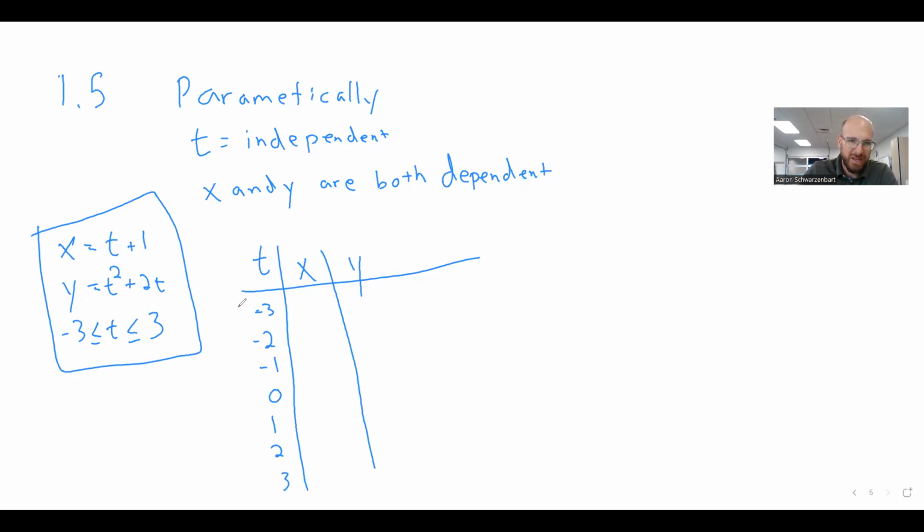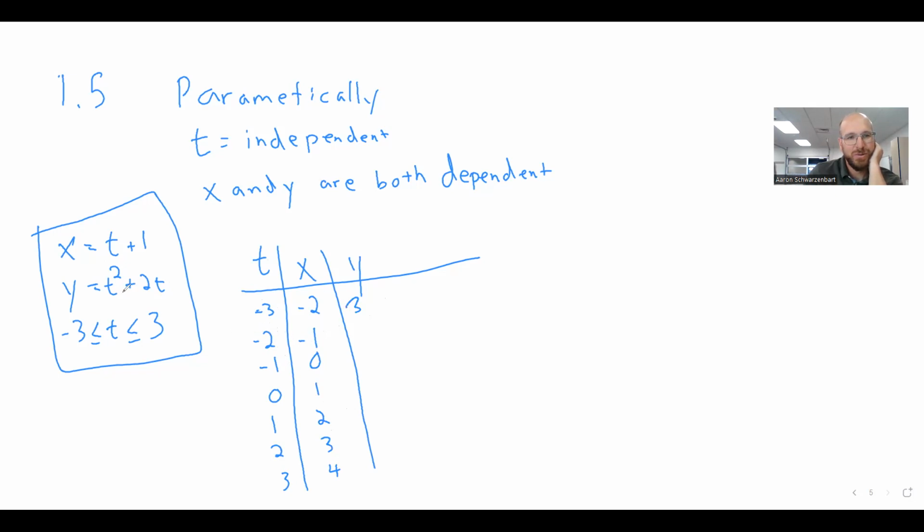So I can plot this in. To get x, I just plug in -3 into the x equation. So that is x equals -3 plus 1. That's -2. -2 plus 1 is -1. X equals -1 plus 1, 0. We can see the pattern. We're just adding 1 to all our x coordinates. Y, on the other hand, is a little tougher. -3 squared is 9 plus 2 times -3. 9 plus -6 is 3.